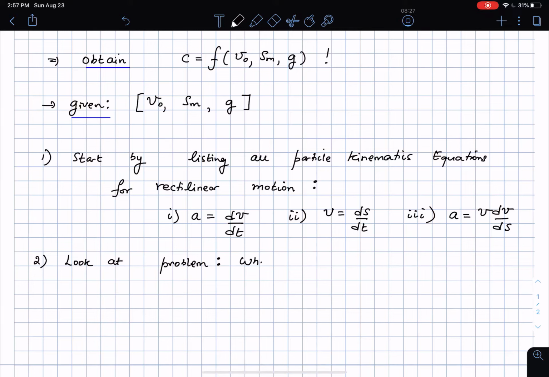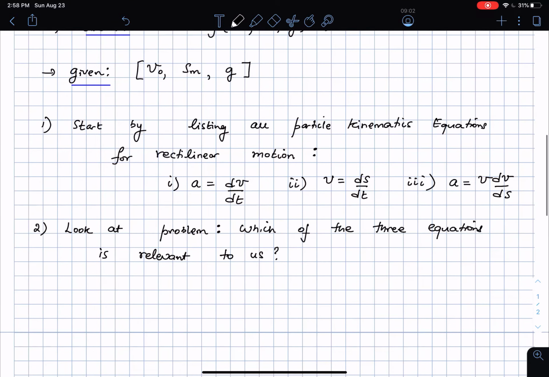That's the question that I think about. What am I told? I'm told something about the acceleration. It's known as a function of distance. I'm told something about the velocity. I'm not told anything about time. So probably equations 1 and 2, which both deal with time, are of no interest to me at this point in time, pun intended.